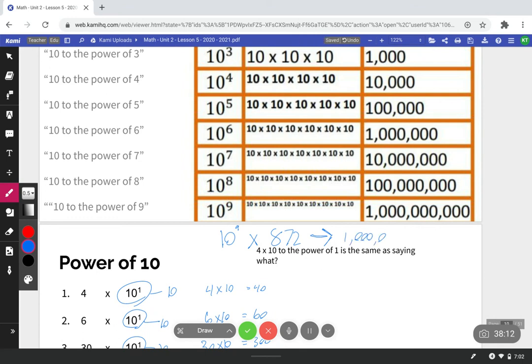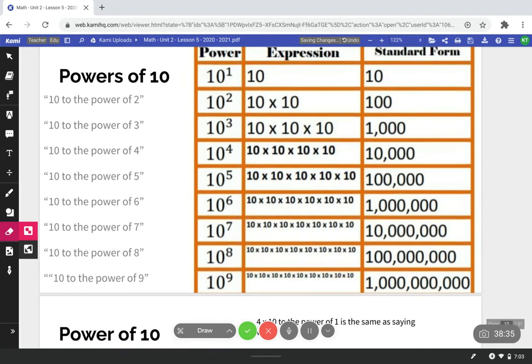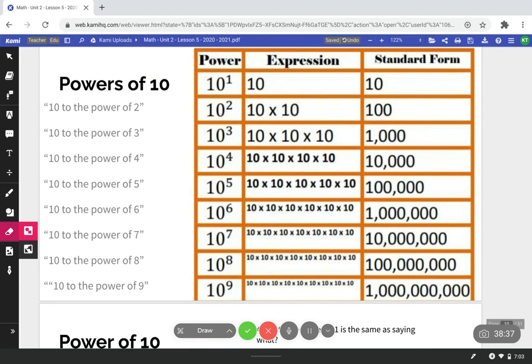1 billion times 872, because you have to write this over and over and over again. You have to show your work. So sometimes it's more efficient to just write 10 to the power of 9. That's why we use it, to be efficient scientists and mathematicians.